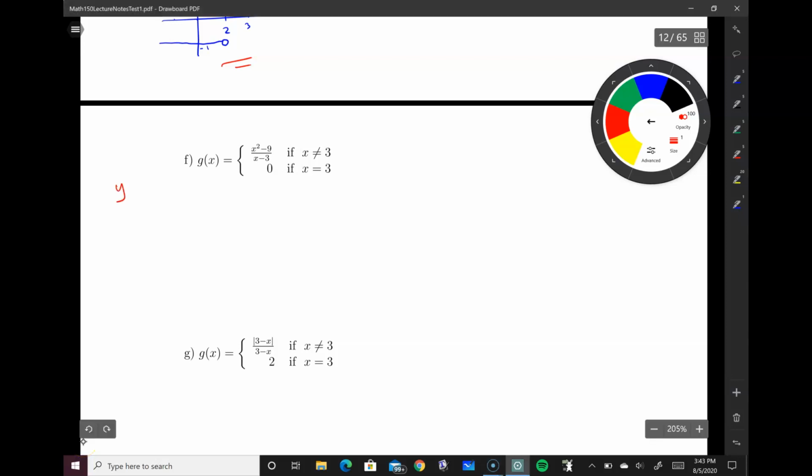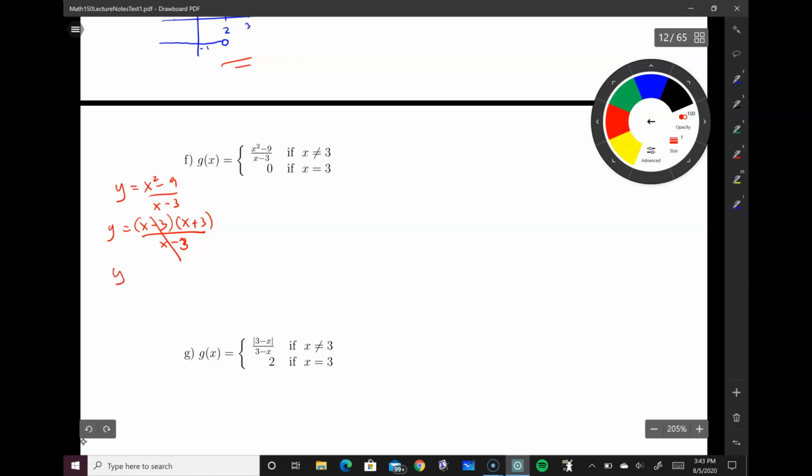Okay, so let's look at this graph here. x squared minus 9 over x minus 3. That's not a basic graph, but you do know difference of squares. So if I factor the numerator and see here the denominator, I cancel.